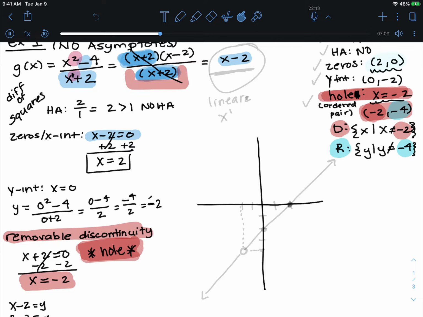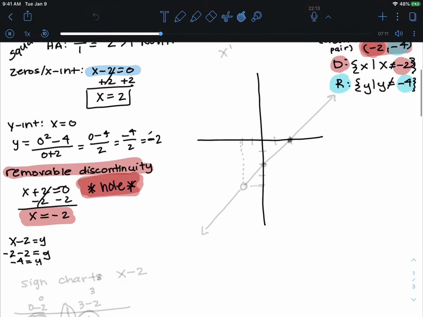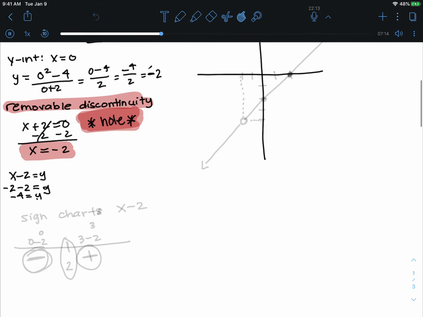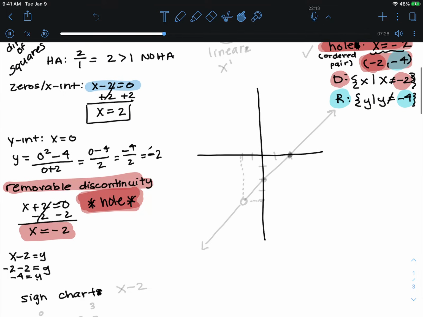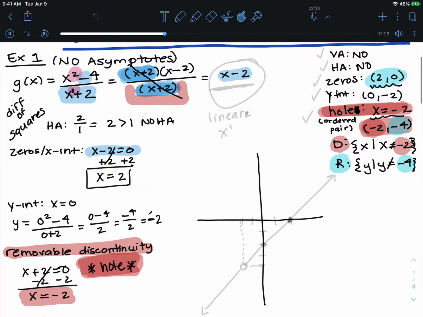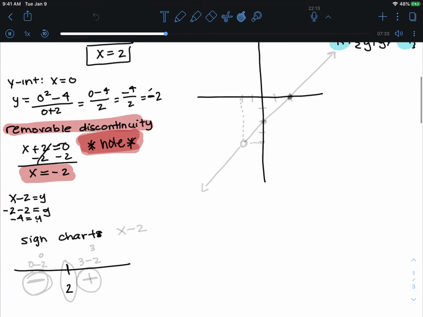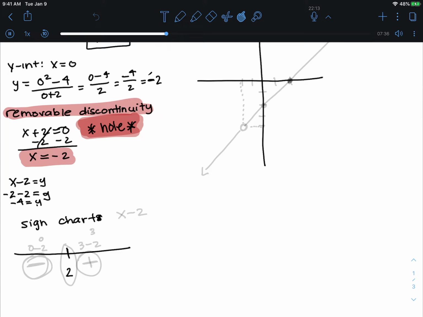Before I forget, let's go ahead and do the sign chart. Kind of forgetting about that one. So for the sign chart, remember, we need to use the zeros. So we look at our zero, which is 2, comma 0. That means the number I'll be placing here is a 2. Now I need to pick values that are less than 2 and greater than 2. So I'm going to pick 0 here, and for greater than 2, I'll pick 3.